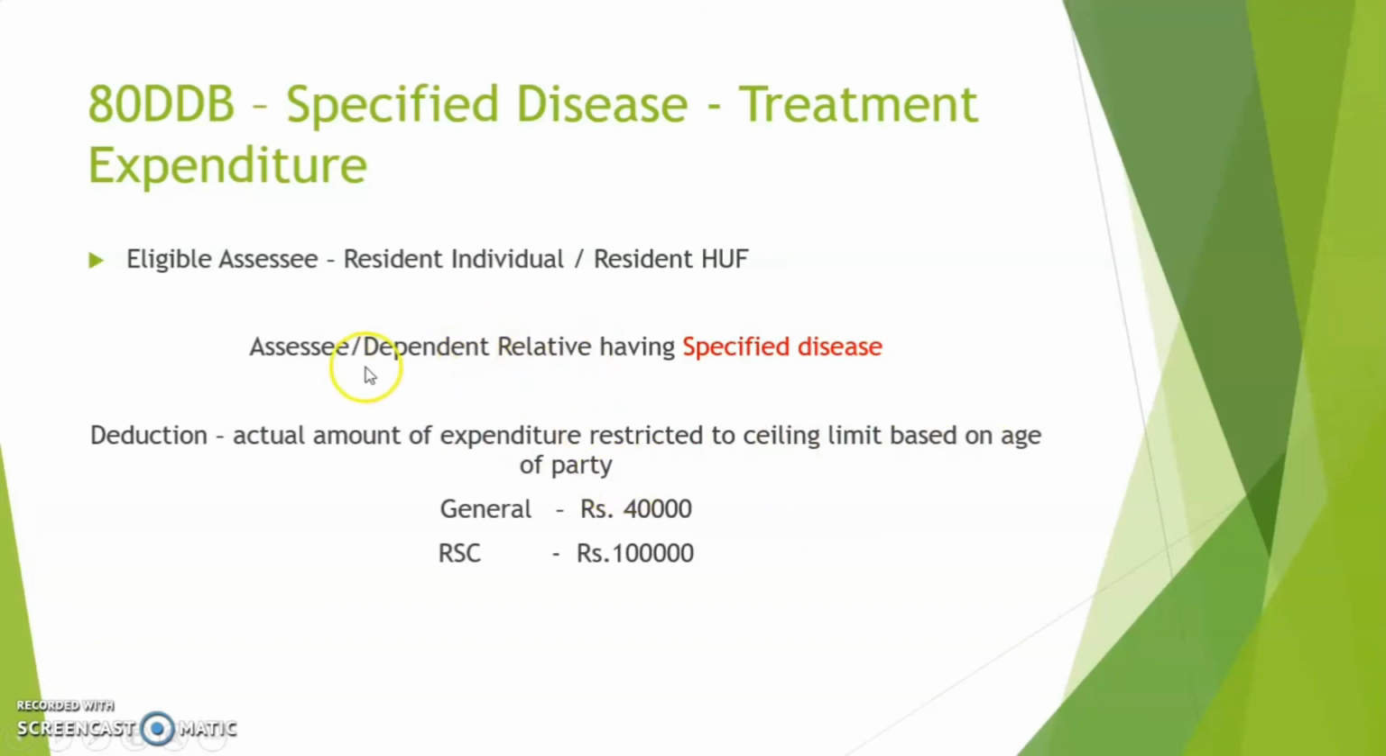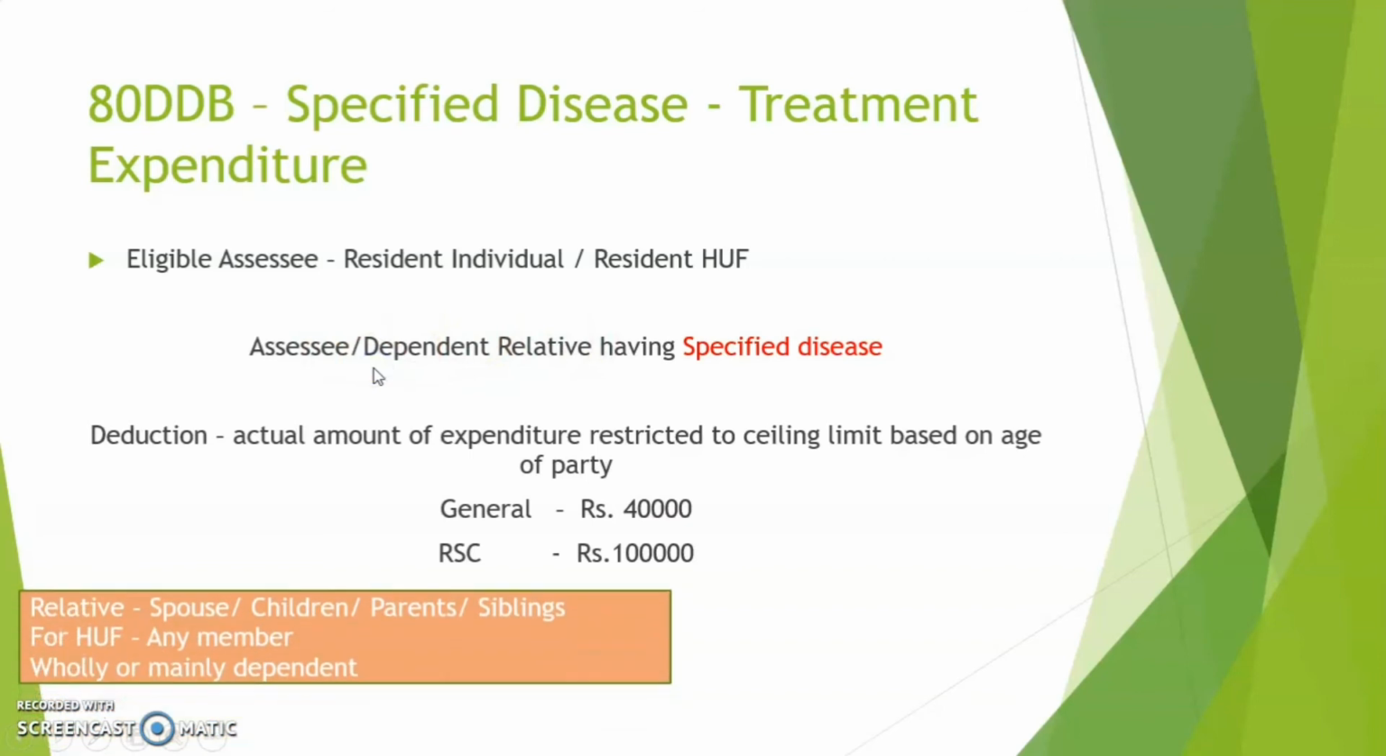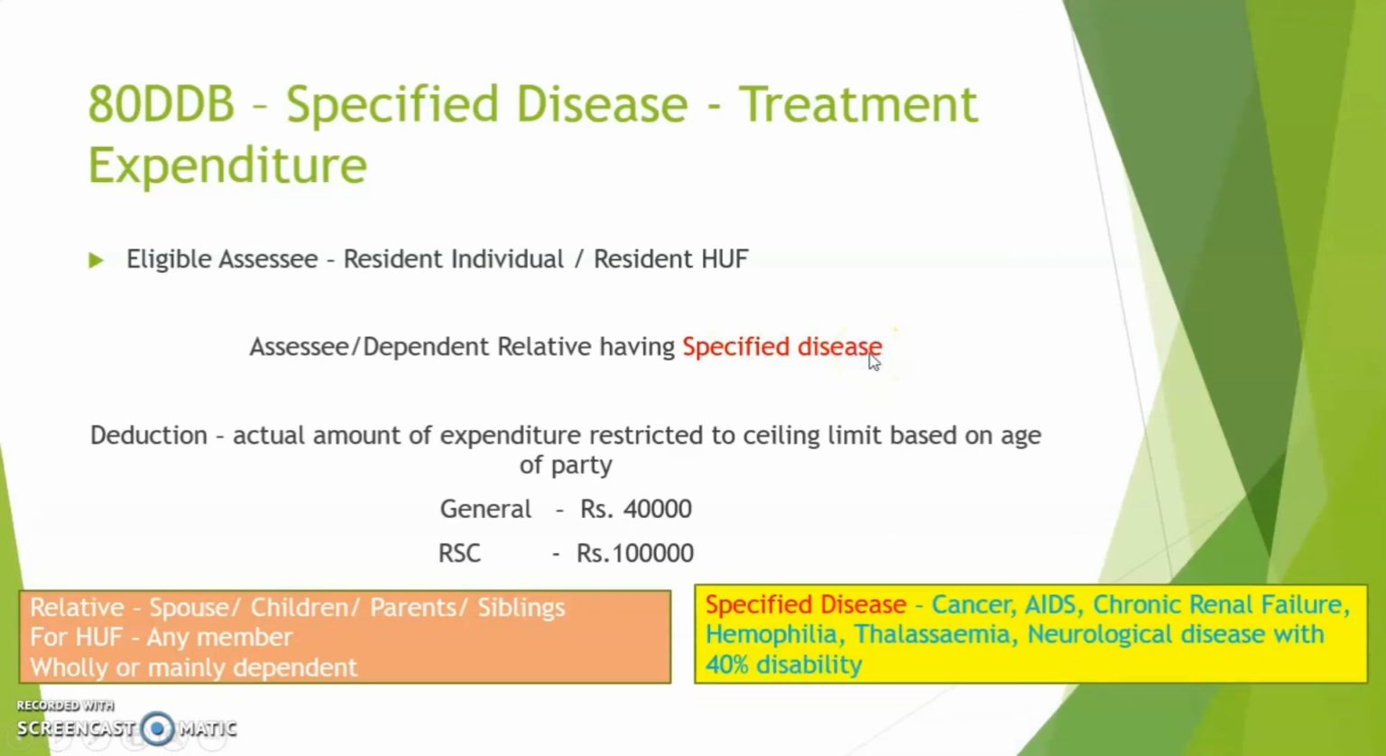Here, as I said previously, relative means the exact same thing as we saw in the previous section, and by specified disease, it means a set of diseases shown in this table like cancer, AIDS, renal failure, hemophilia, thalassemia, neurological diseases with 40% disability or more. Now that's it for 80DDB. With that, we have finished the 3 sections concerned with medical expenditure. So let me give you a quick summary of it all.